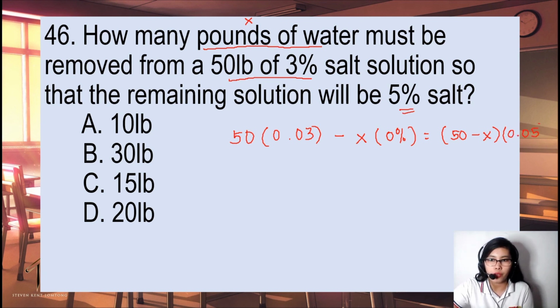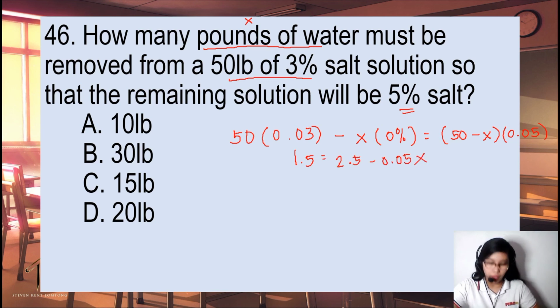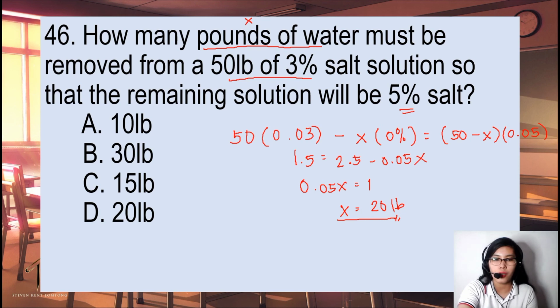multiplied by the new percentage of salt, 0.05. Okay, so 50 times 0.03, that is 1.5, is equal to 2.5 minus 0.05x. So 0.05x is equal to 1. Therefore, our answer is x is equal to 20 pounds. Yeah, so that is our answer.